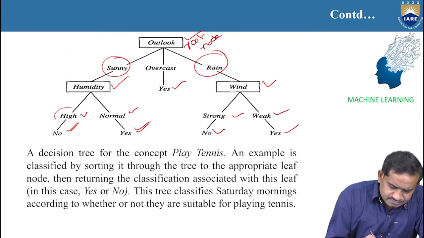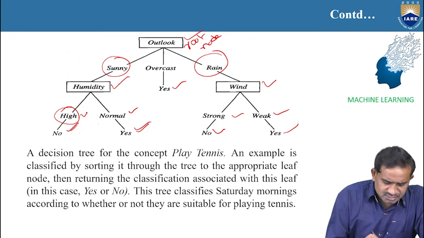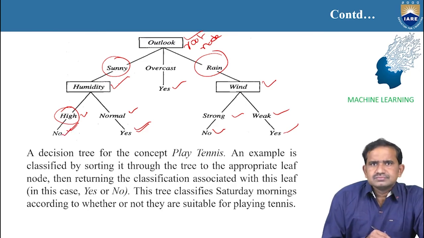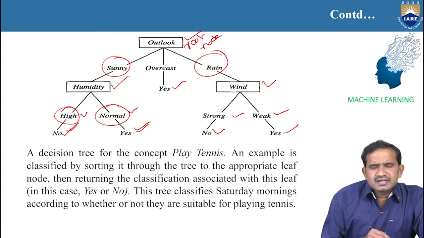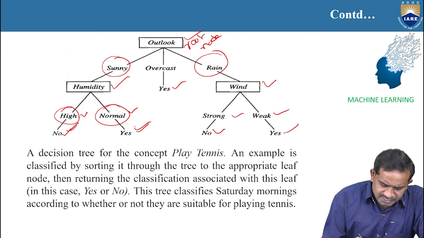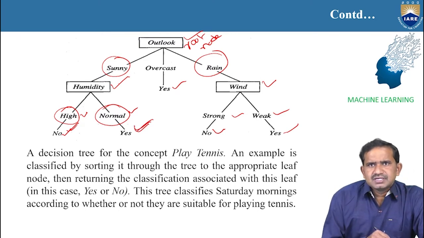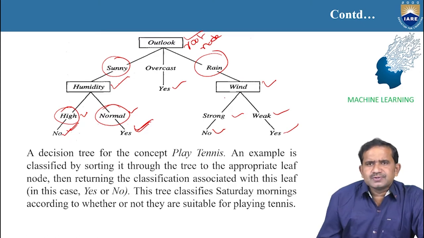If humidity is very high, automatically there is no chance to play the game, so the output is no. If humidity is normal, then there is a chance to play the game, which means yes. Again we come to the wind option, the wind decision node.